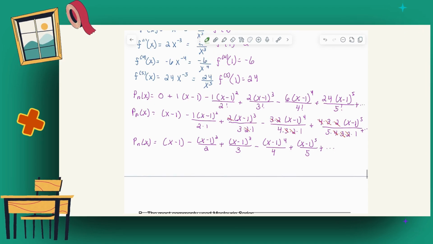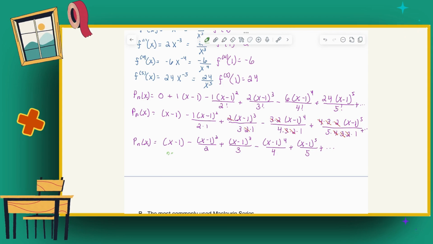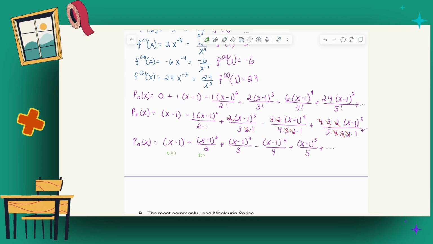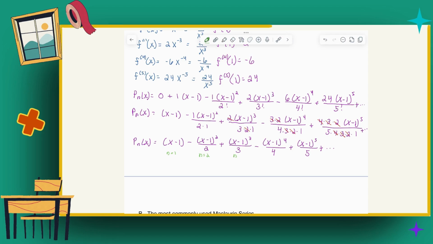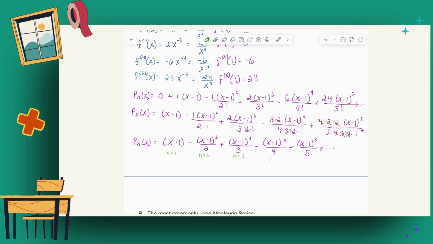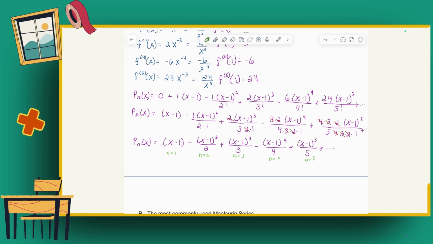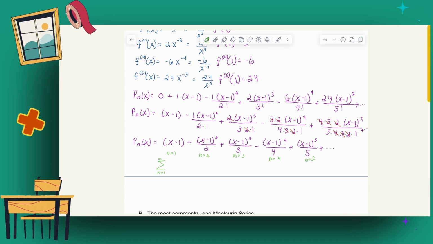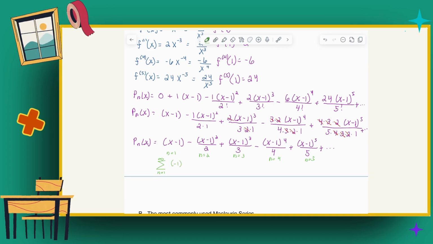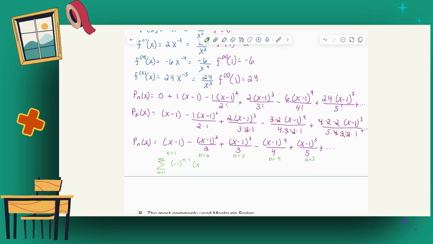So first thing I notice, I have alternating terms, so this is an alternating series. And I notice my denominators increase by 1 each time. And I don't have any coefficients, but my powers of the x minus 1 term increase by 1 each time. So I'm going to correspond this with n equals 1, n equals 2, n equals 3. And so I'm going to write the summation from n equals 1 to infinity of, for our alternating term, negative 1 raised to the n minus 1 power, times x minus 1 to the nth power divided by n.